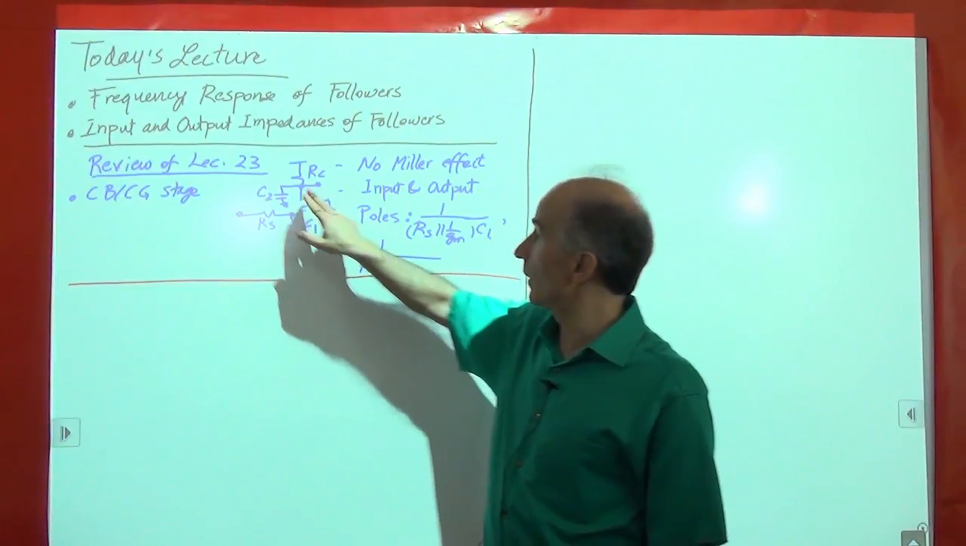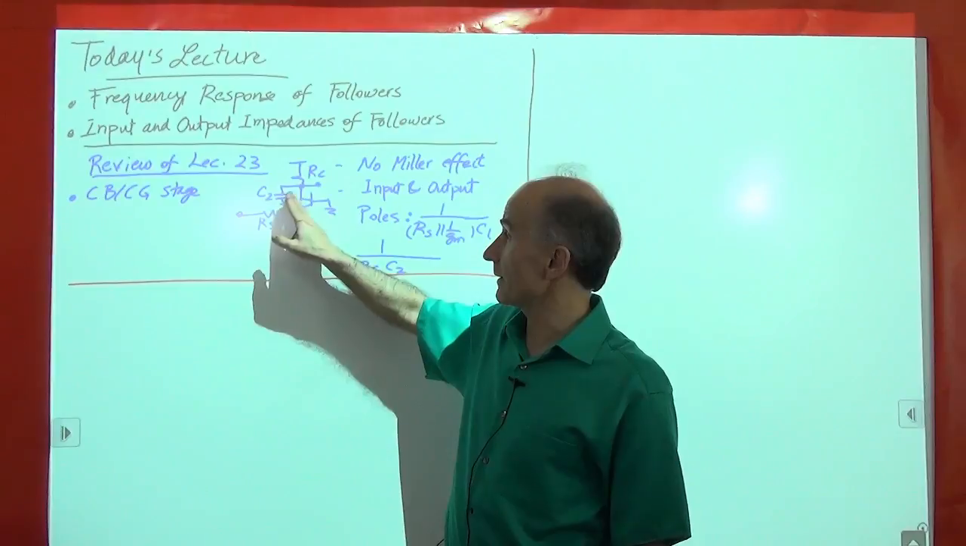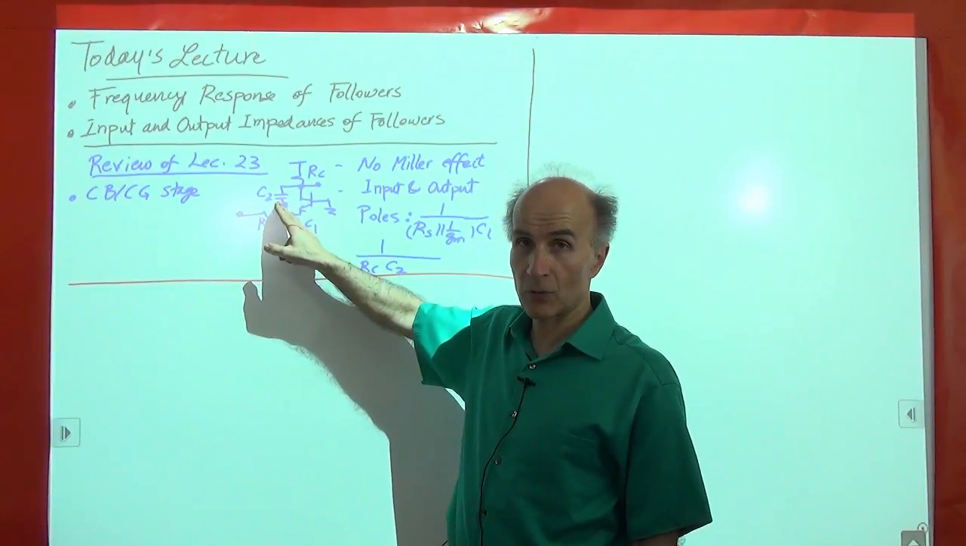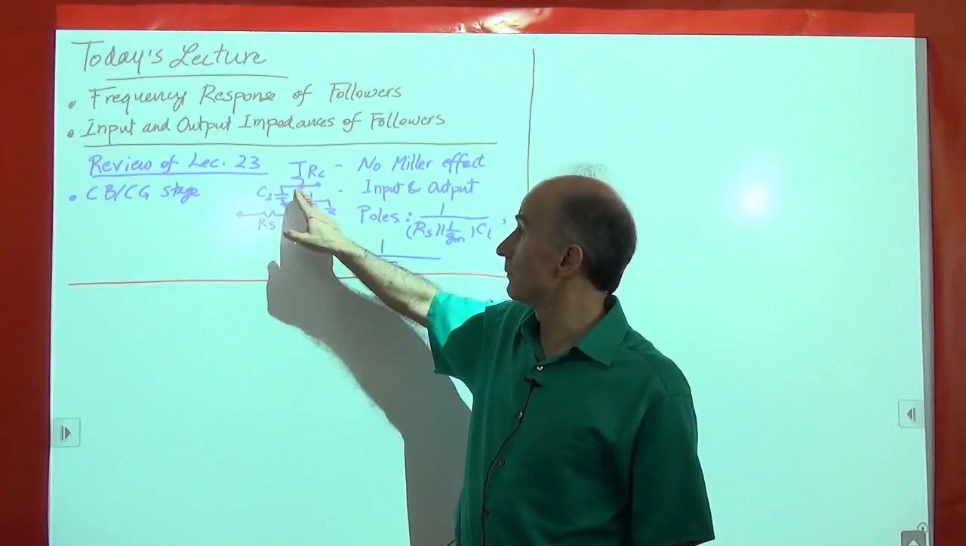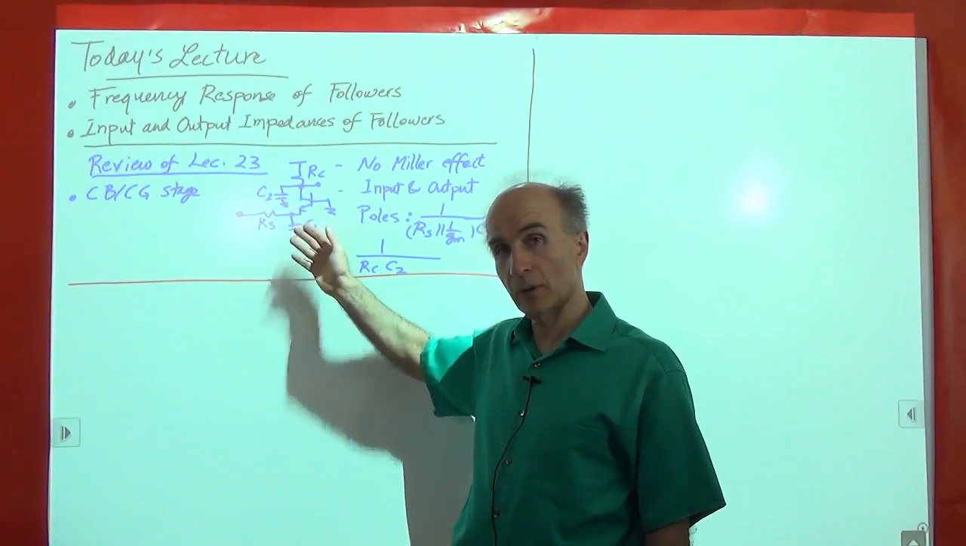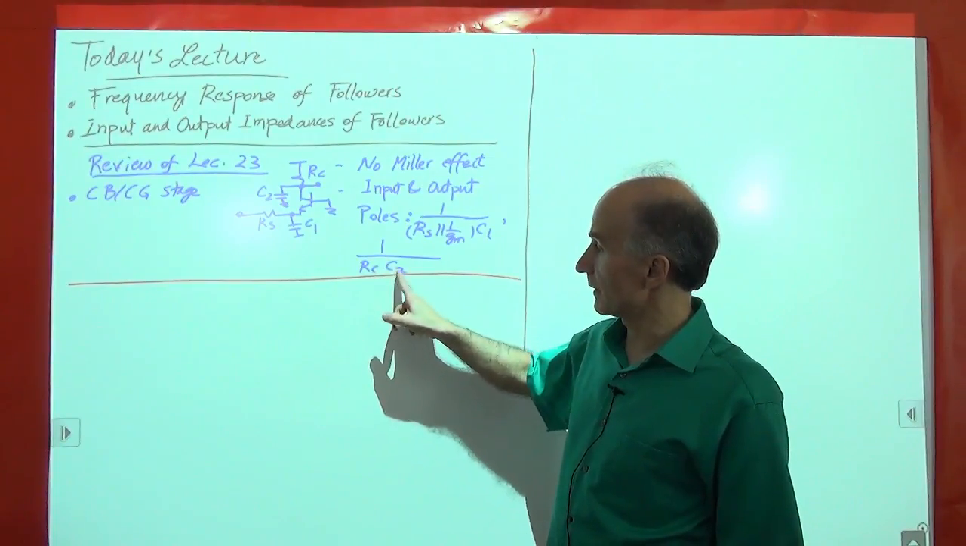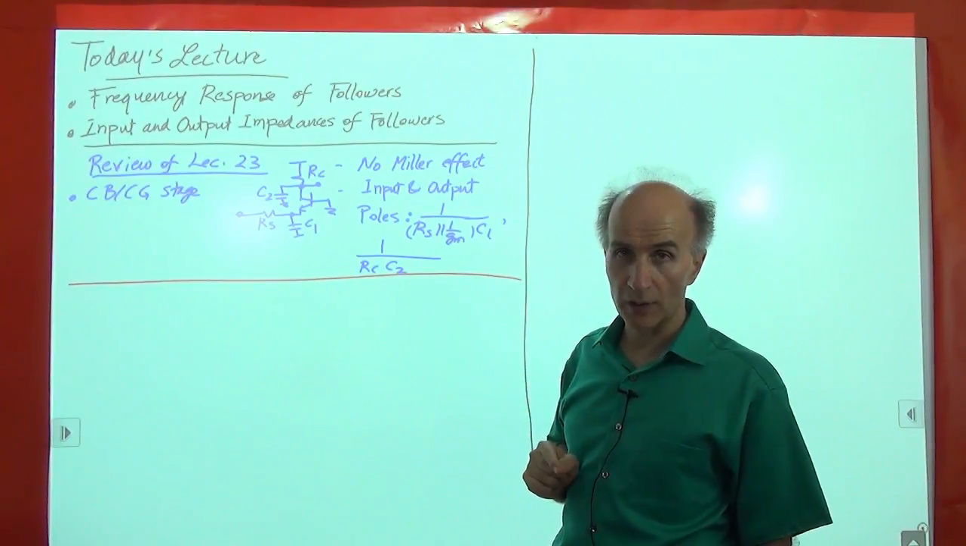And then for the output node, we decided that the resistance is RC. The capacitance is the total capacitance that we have. So C2 could include C mu, the collector substrate capacitance for the case of bipolar, and so on for the case of MOSFET. So that would be 1 over RC C2 for the output pole.